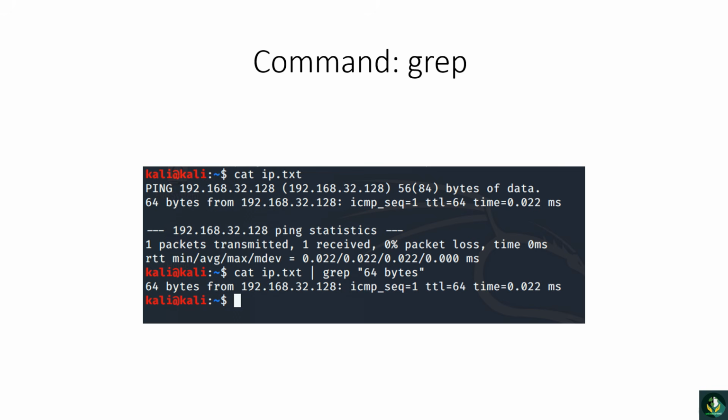So then we are going to narrow down specifically on 64 bytes. So we will be adding the pipeline, which is this one. This is called a pipeline. After the cat command, the pipeline symbol allows us to add an additional command. Then we will be using a command called grep, which is going to grab any line with the specific word that you specify in this command.